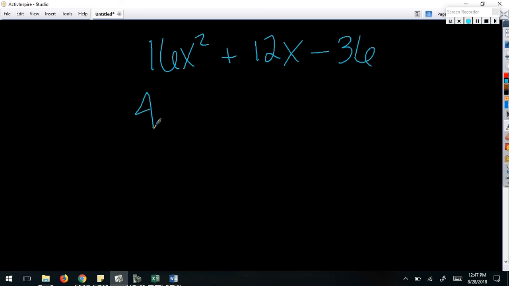Why am I not putting an x outside this time? That last term doesn't have an x on it. I can't take something away that's not there. Does that make sense? Okay, what's left when I take the GCF of 4 out? 4x squared.